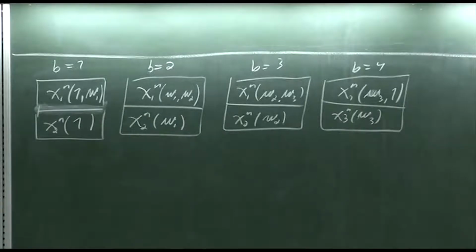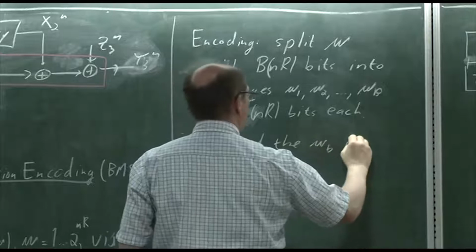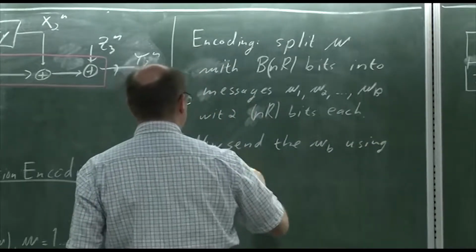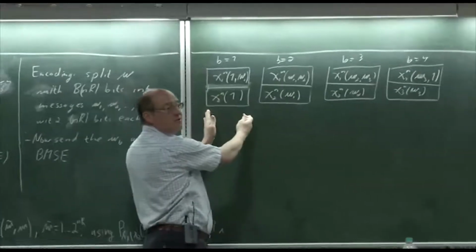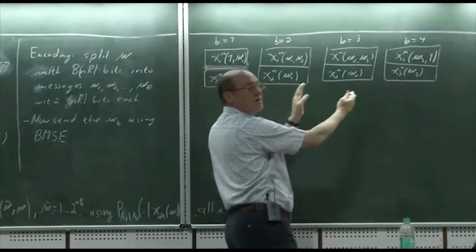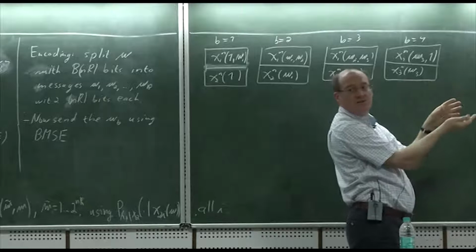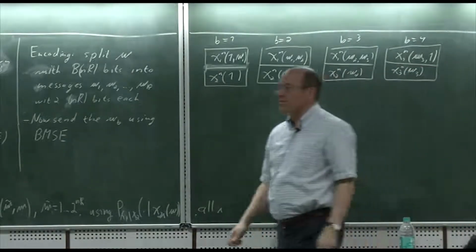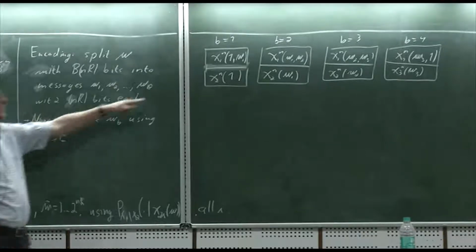So now the WB using BMSE. Okay, this is where the name block Markov comes from. There's a Markov chain here, right? Markov chain, always with the same statistic, but it's a block Markov chain, right? There's a block Markov chain being developed. Okay? So that's why it's called block Markov superposition encoding.